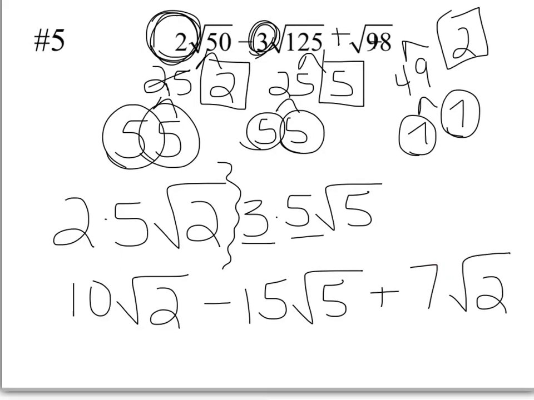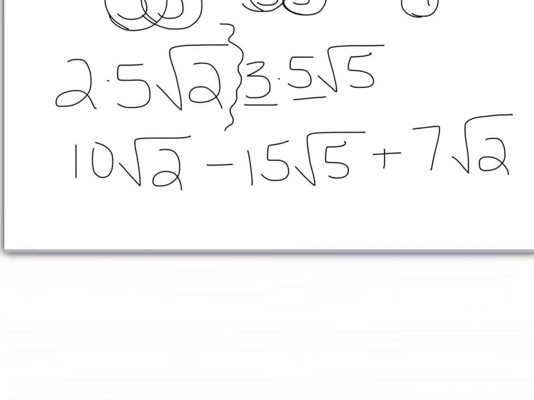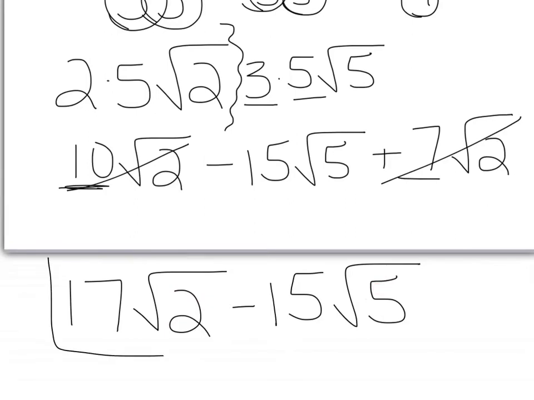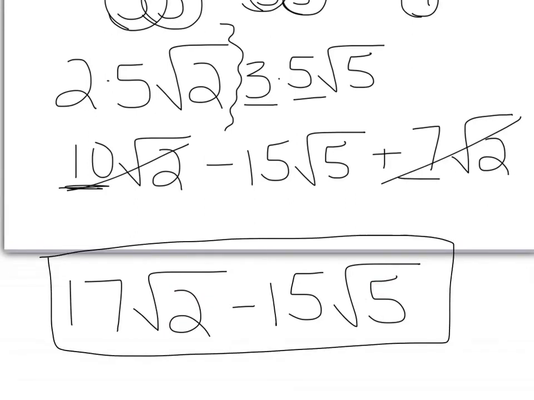So let's go ahead and slide our screen up some. And so I can do 10 plus 7 is 17. And then we've got the square root of 2. So I took care of that. I took care of that. And then I've got minus 15 square roots of 5. Because they're different radicands, there's nothing else that I can do with it. So that is my final answer. It would be just like at the end if you had x squared plus x. Because they're not like terms, you cannot add them together, so we just stop there.